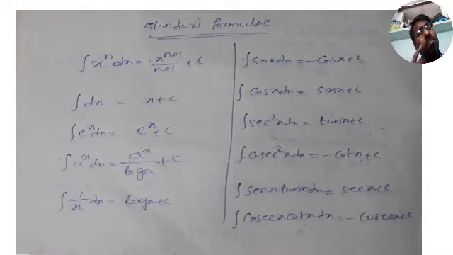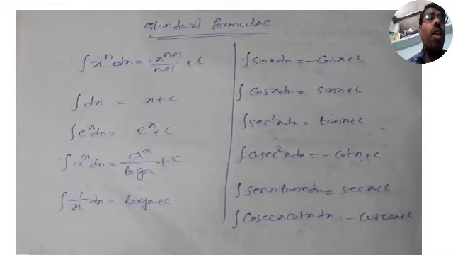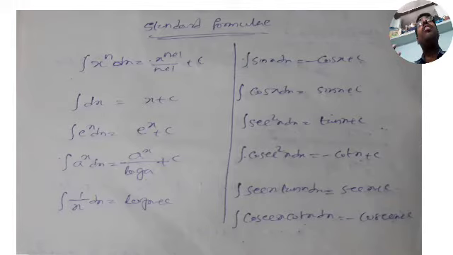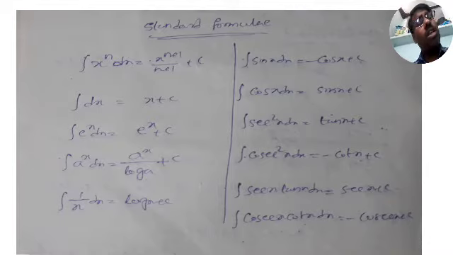In every problem, we are going to use these standard formulas. If you know the standard formulas, then only you can apply the substitution method. For example, here, if you know integration of cos x is sin x, then you can write integration of cos ax is sin ax by a, or 1 by a into sin ax, or integration of cos ax plus b is 1 by a into sin ax plus b plus c. So if you know the standard formulas, then you can go on to the next method.